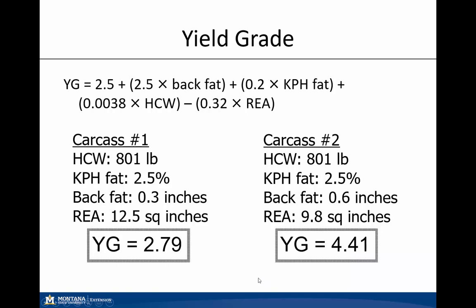Now, one thing to keep in mind, yield grade is based on a whole number score of 1 to 5. So this is a little bit different than how you would normally think of math. We round down to the nearest whole number. So carcass 1 would be a yield grade 2. Carcass 2 would be a yield grade 4. So that is one thing to keep in mind with yield grade. You round down to the nearest whole number.